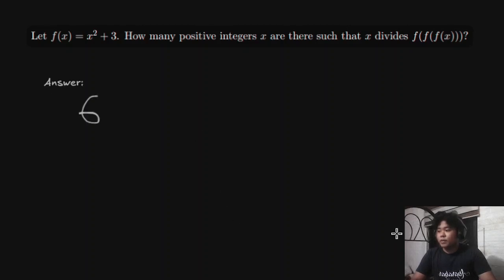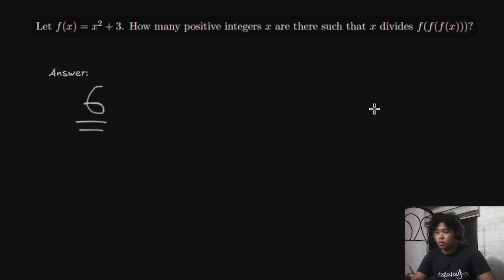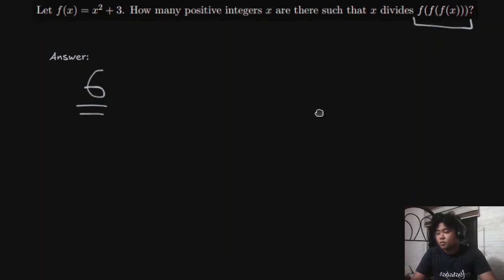So the answer here is 6. How did we get such an answer? First of all, let's find the polynomial version of this function. As stated, f of x is equal to x squared plus 3. So we already know what's inside this one. It's x squared plus 3. Okay, so now we've got this.